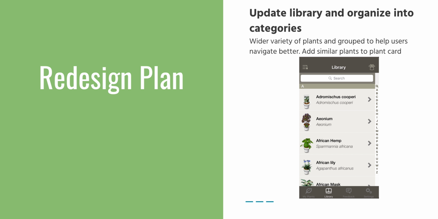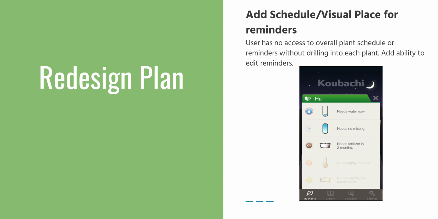Secondly, I'd update the library into categories. So right now it's just a scrolling list, or you can search or find alphabetically. I'd want to group these into categories, maybe by condition, lighting types, plant type, to help users browse categorically. I would add a schedule visual place for reminders. Currently, to find your care, you have to tap into each plant, click the care, open up this card. I'd like to see that all on one screen so users are able to access it more quickly.